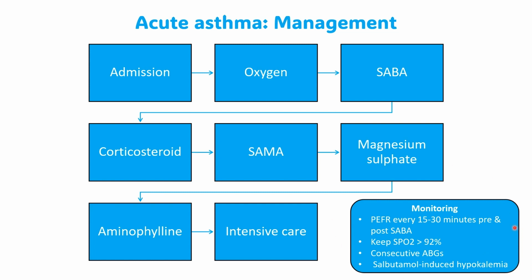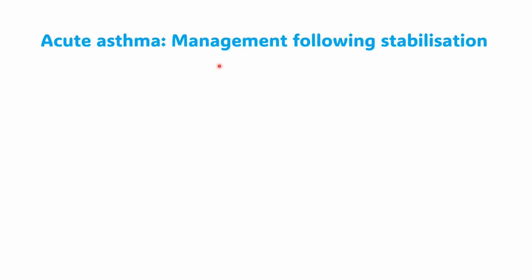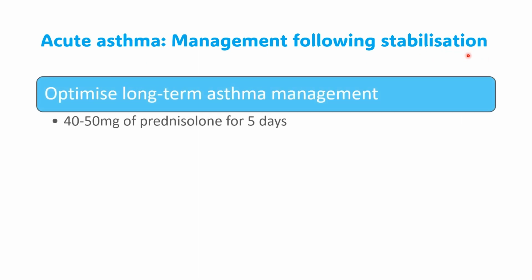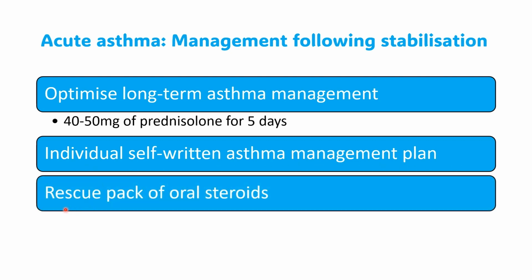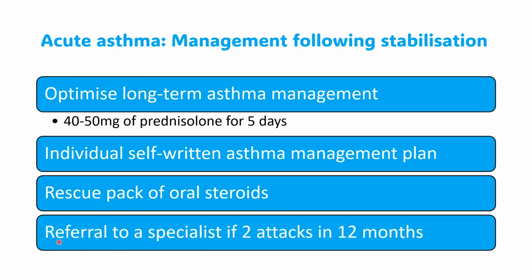Monitoring is particularly important. So let's just briefly touch on the management of acute asthma following stabilisation of the patient. We want to optimize their long-term asthma management plan, and the patient tends to continue 40 to 50 milligrams of prednisolone orally for 5 days. The patient wants to have their own self-written asthma management plan. They might have a rescue pack of oral steroids, and we want to consider referral to a specialist if they've had 2 attacks in 12 months.